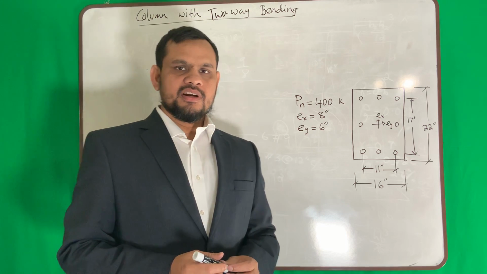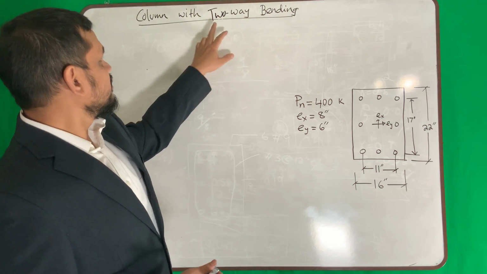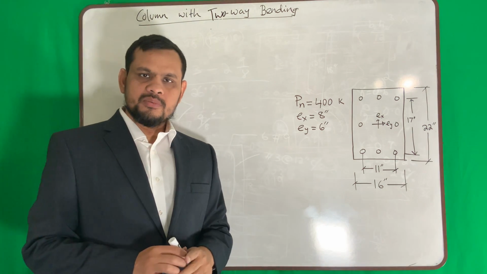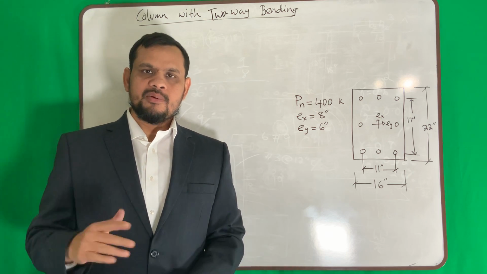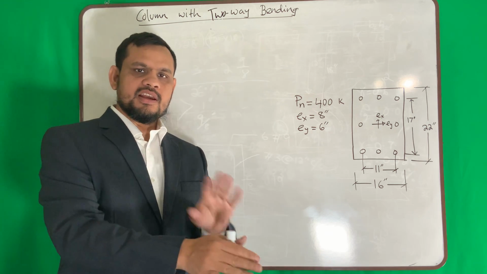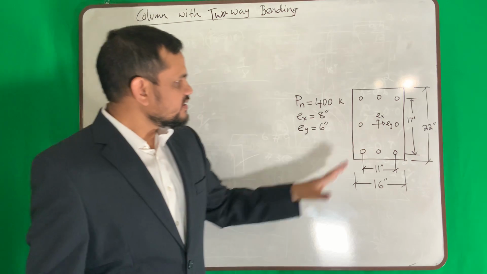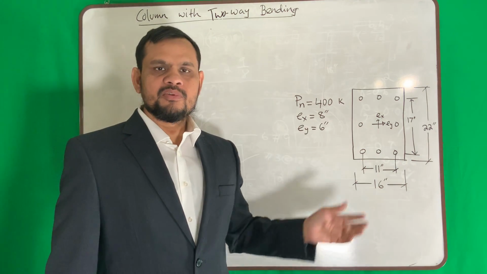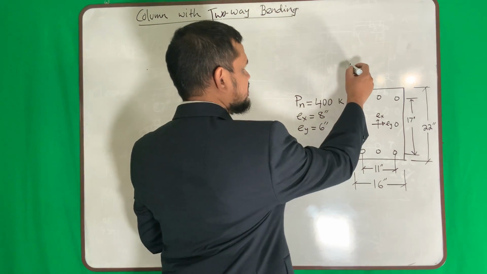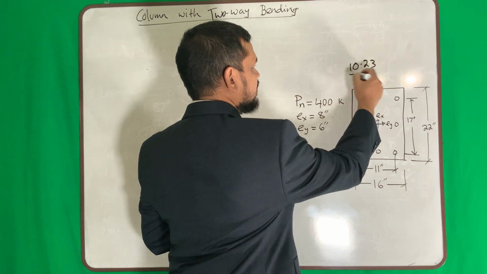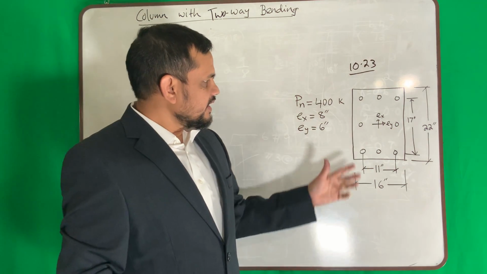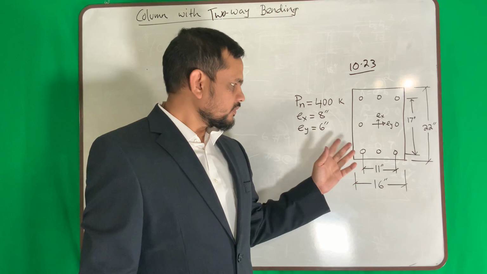Now I will start column design with two-way bending. Two-way bending means bending will be about both axes, this axis and this axis. So there is an example, not example, problem from your book. This problem is 10.23.